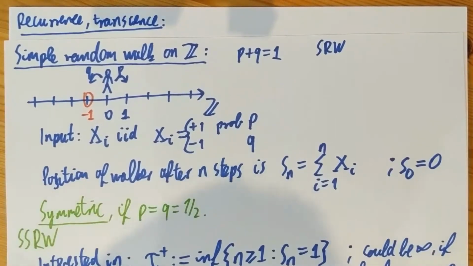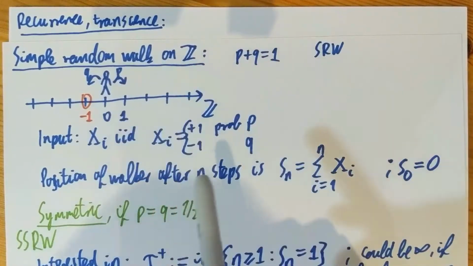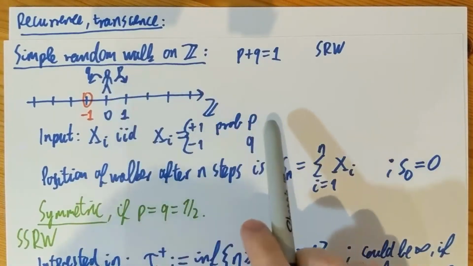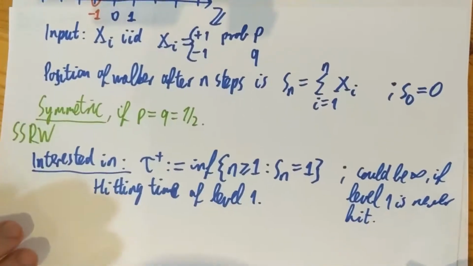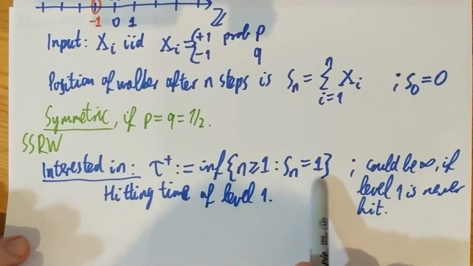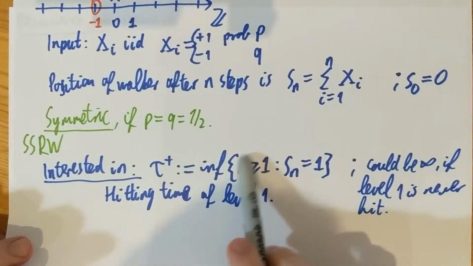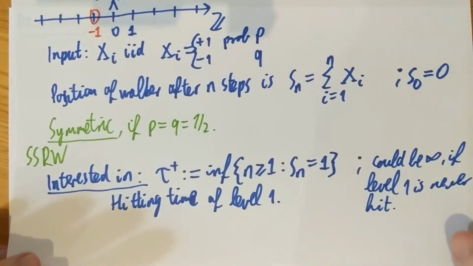I show you in this video how generating functions can be used to prove recurrence and transience properties of one-dimensional random walks. In the previous video we covered simple random walk. We defined it to be plus or minus 1 steps with probability p and q independently. And we defined the hitting time of level 1, which is tau plus, so the first time that the walk is at level 1.